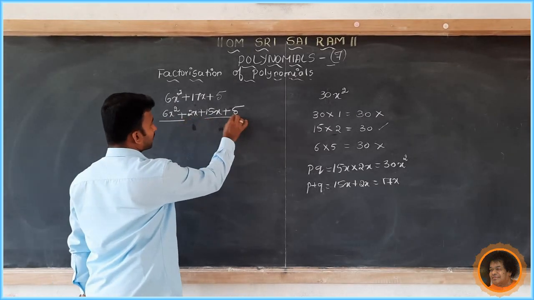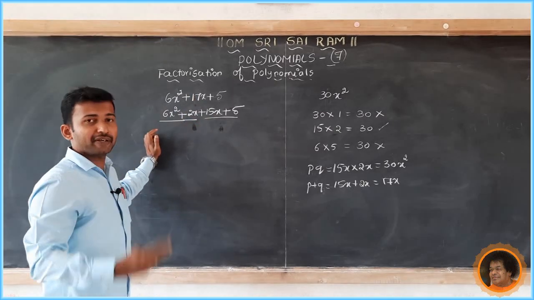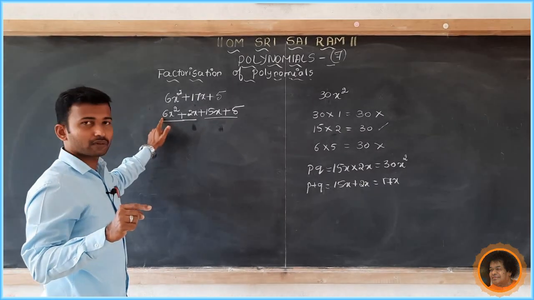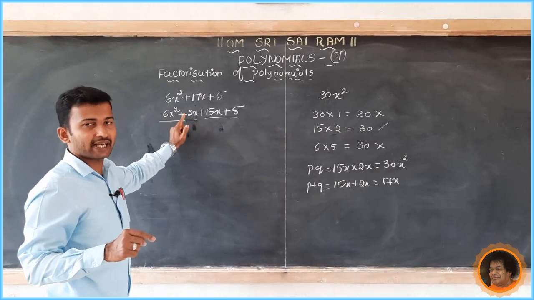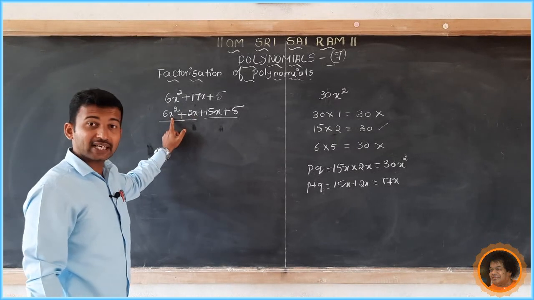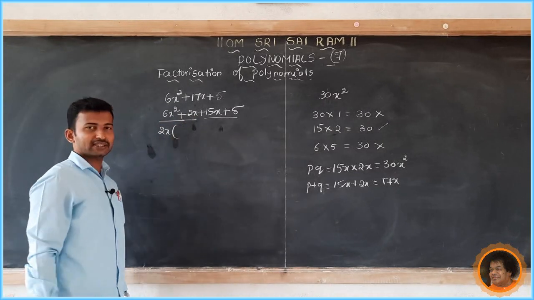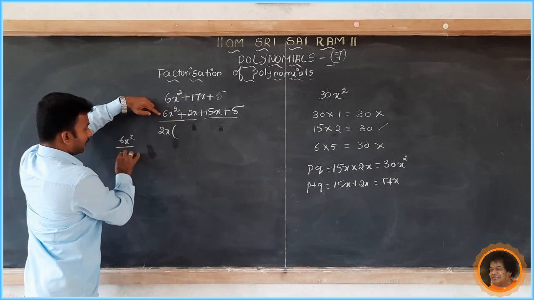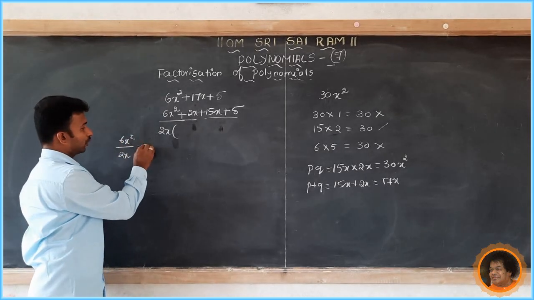Now grouping the terms, in the first set there are two common factors. First one, there is a constant 6 and 2. What is the common in 6 and 2? 2 is the common. What about the variable x square? x is the common. So the common term is 2x. Now divide 6x square by 2x: 6 by 2 is equal to 3.